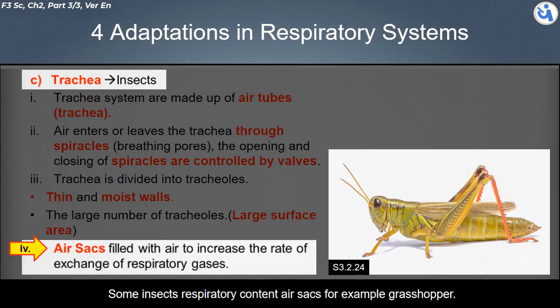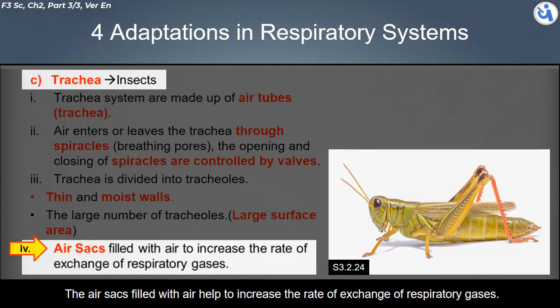Some insects' respiratory systems contain air sacs, for example grasshopper. The air sacs, filled with air, help to increase the rate of exchange of respiratory gases.